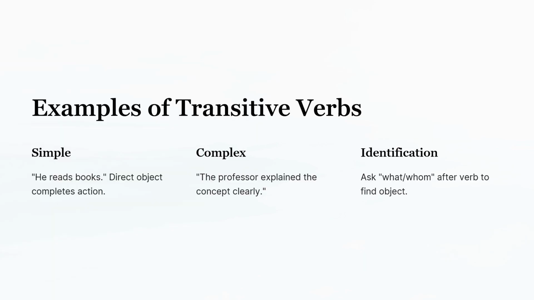So here are some common examples of transitive verbs and actions. In the sentence, he reads books, reads is a transitive verb and books is the direct object. If I say the professor explained the concept clearly, explained is the transitive verb with the concept serving as the direct object. Now, one way to identify transitive verbs is by asking the question what or whom after the verb. If these questions lead you to a direct object, you have a transitive verb. Recognizing this structure is key to correctly using and interpreting transitive verbs in both simple and also complex sentences.